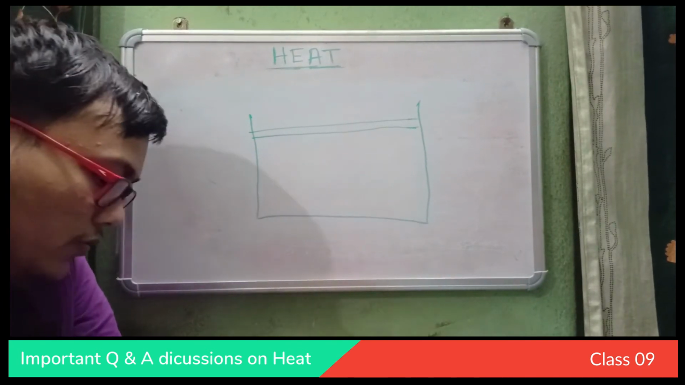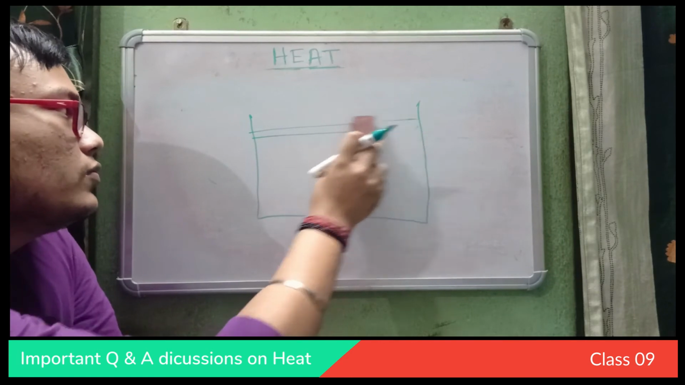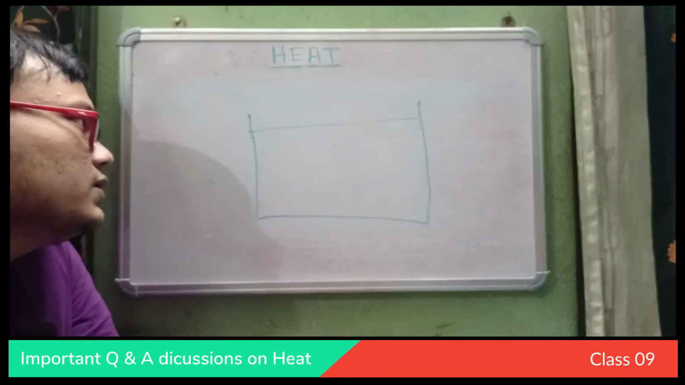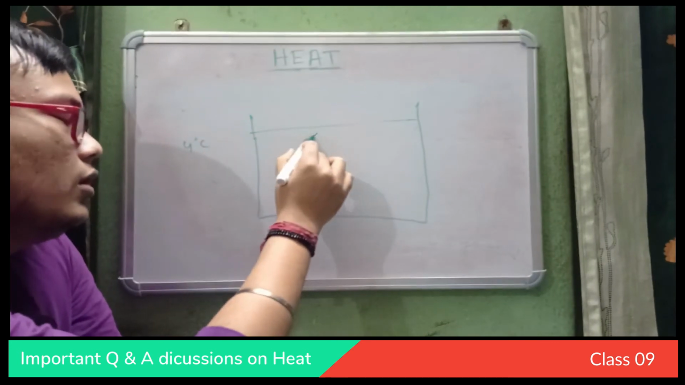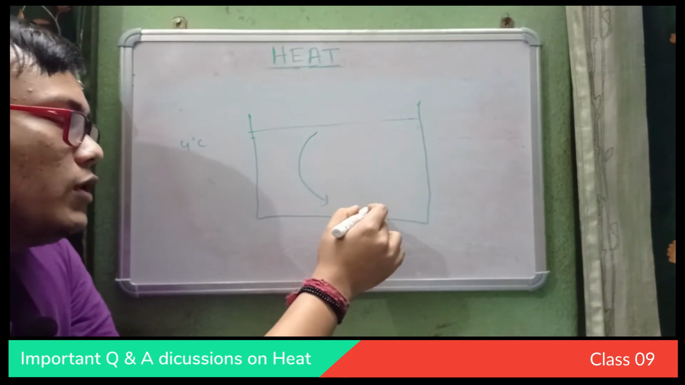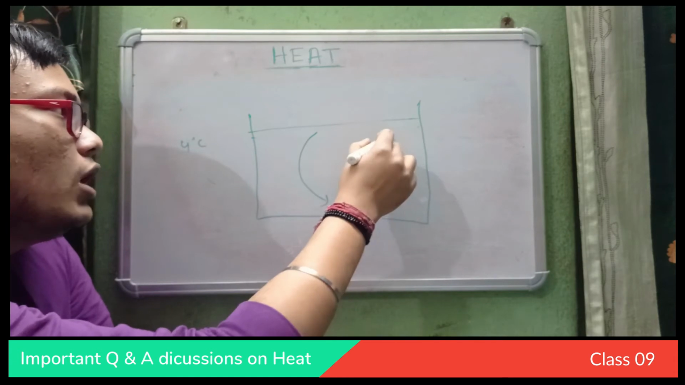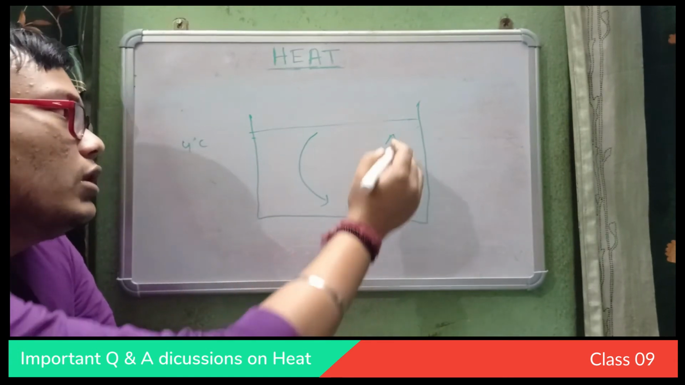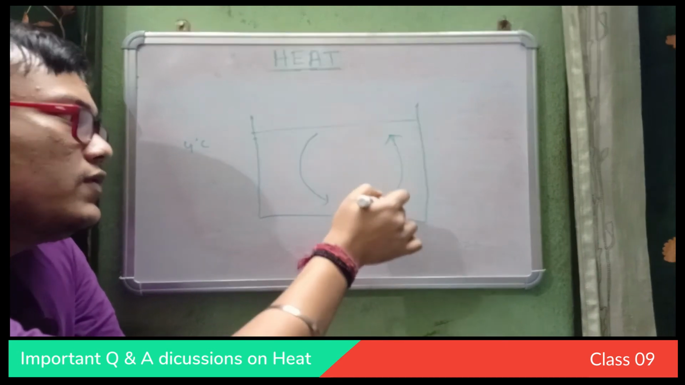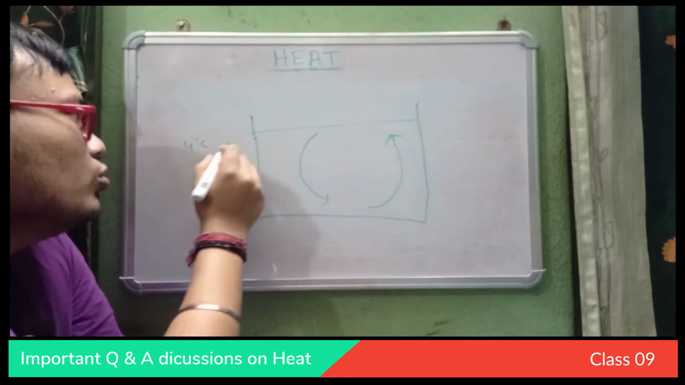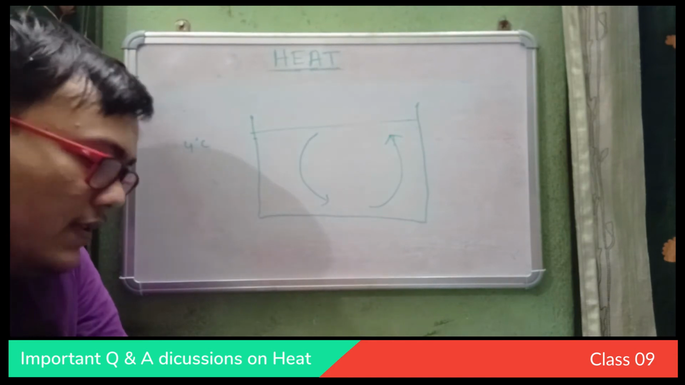So let's draw it from the first. Initially what happens is that the upper layer cools down till 4 degrees Celsius and it comes down, and water from the lower surfaces will go up, right? So water from the lower surfaces will go up, and again eventually this water will also cool down and come to 4 degrees Celsius, right?